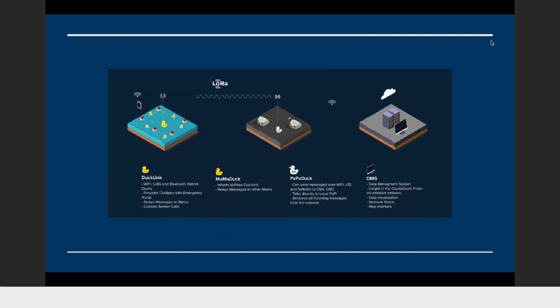This is a good visual aid or representation for understanding how the network is set up. You have the duck link, which transmits data to the mama duck. The mama duck can transmit and receive data, and the papa duck collects all of the information. And from there, it either gets pushed to the cloud or it can be stored.